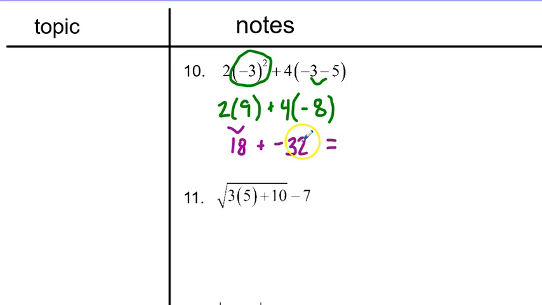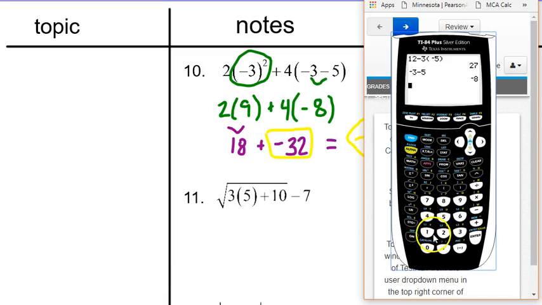18 plus negative 32. The bigger number is negative 32. So our answer is going to be negative. Subtract the two numbers. 32 minus 18 is 14. So we get negative 14 for our answer. Again, if we want, we can definitely check it in our calculator. We can do 18 plus negative 32, which is negative 14. We got it right.